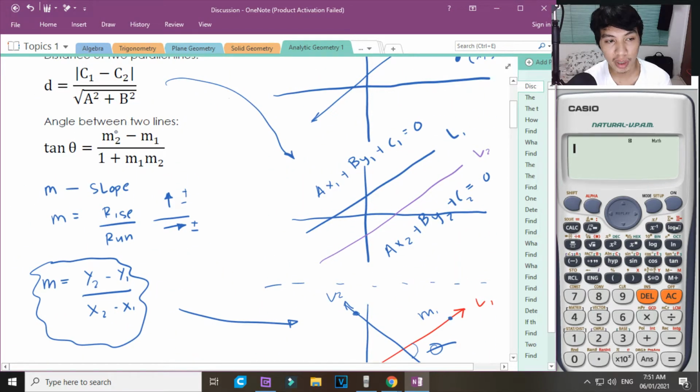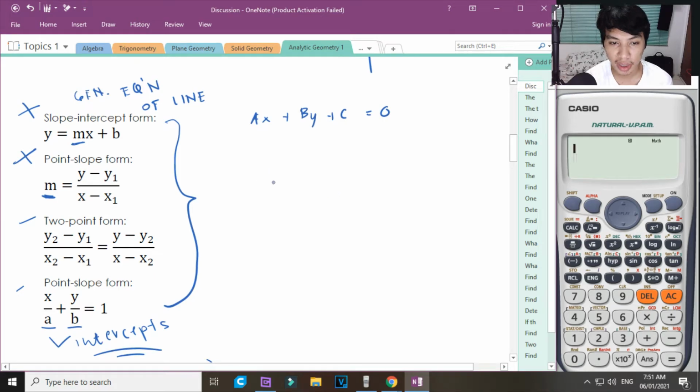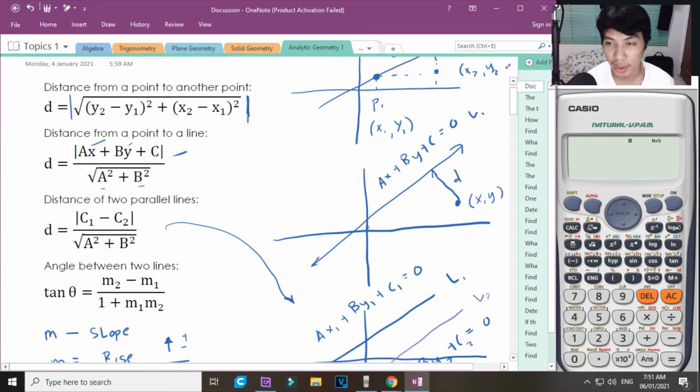Ngayon, dito naman gagamitin mo sa tangent theta, the angle between two lines. Sa angle between two lines, tatandaan mo, theta. Okay. Sa calculator, tangent raised to negative 1 or arctan, M2 minus M1 over what? 1 minus, hindi, minus ka na dito, dapat to plus M2 M1. Ayan. Makukuha mo yung angle between two lines.